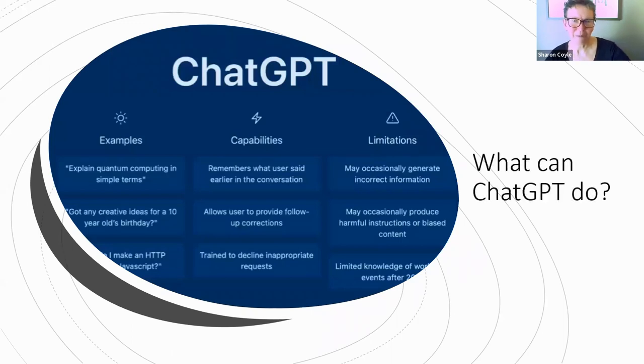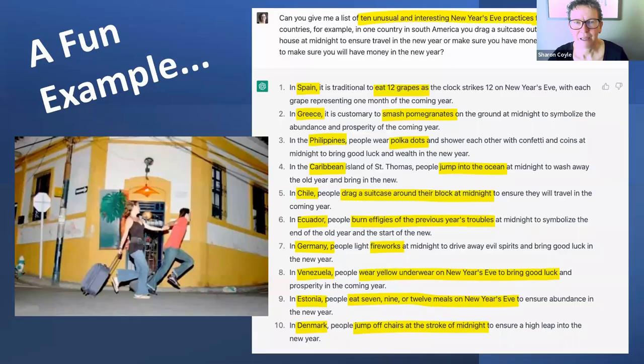So each time you see one of these big eggs with ChatGPT, we're switching sections. And I think there's about four sections. So what can ChatGPT do? Here's a fun example.